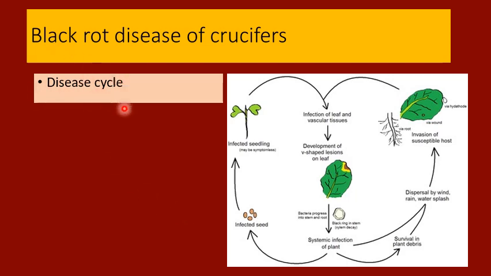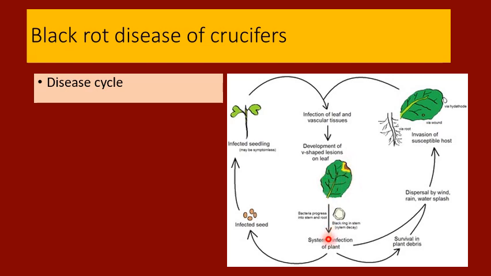We will go to the disease cycle of black rot disease of crucifers. Then we will start from here. These are the infected seeds. Infected seeds themselves produce the disease. Then it will convert into infected seedlings. In infected seedlings, we can see the infection in the leaves and in the vascular tissues of the leaves. Therefore we can see the V-shaped lesions on the leaves.